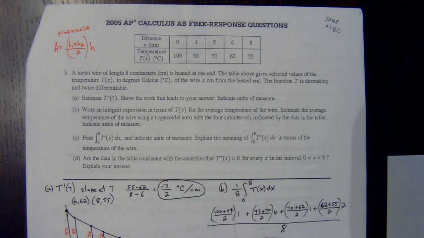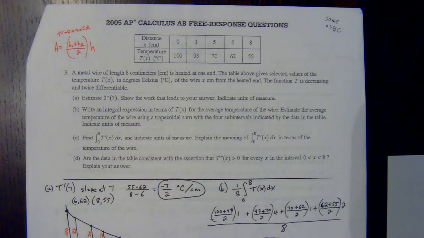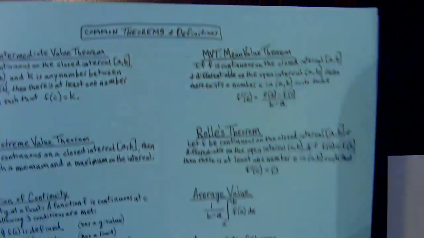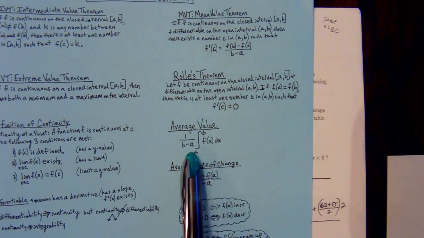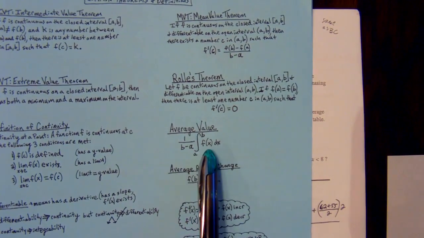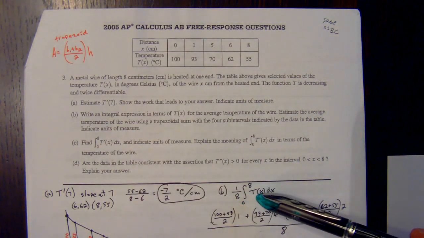So there you go. Letter B, kind of brand new for us. The first thing we want to do when it says find the average temperature, that's your average value formula. If it gives you a problem about cupcakes and then it talks about the average number of cupcakes, that's your average value formula. So this gives us a problem about temperature, find the average temperature. That's your 1 over b minus a times the integral from a to b. So the first thing I did on that one was jot this down. I did 1 over 8 minus 0 times the integral between 0 and 8.